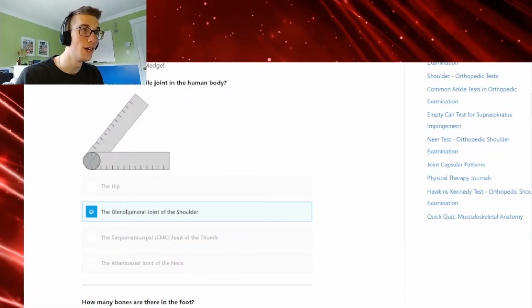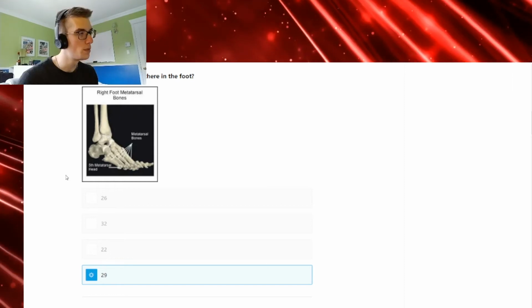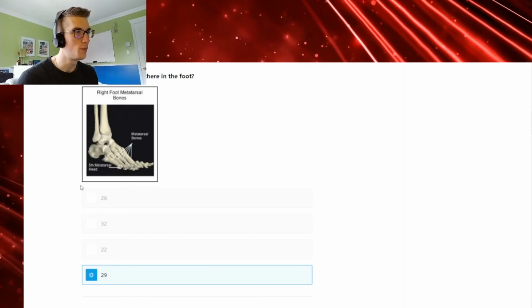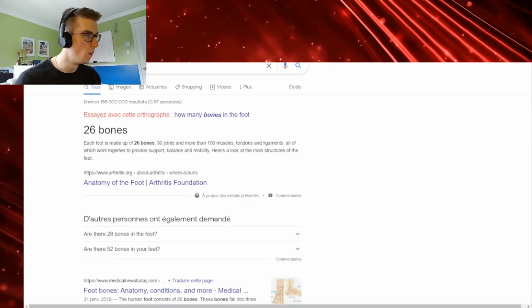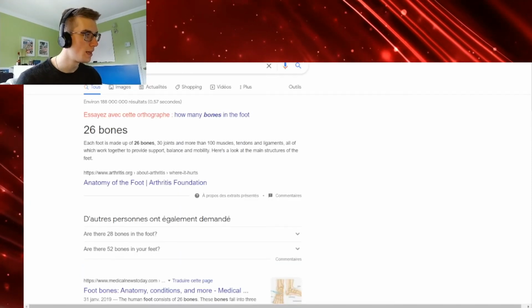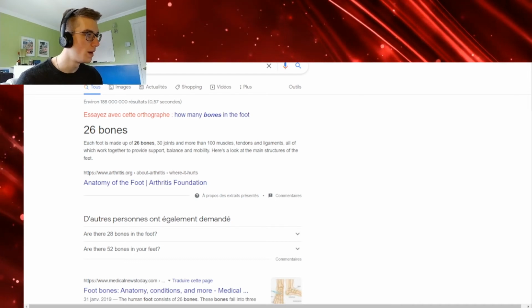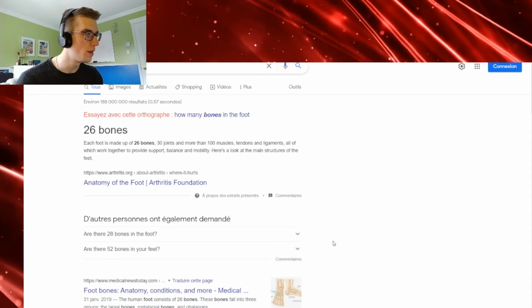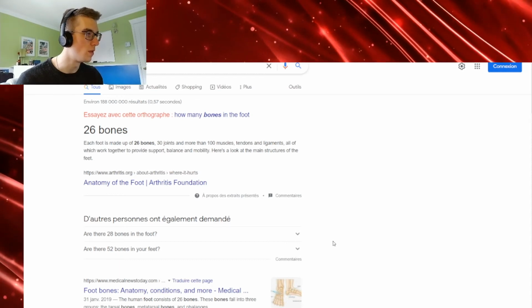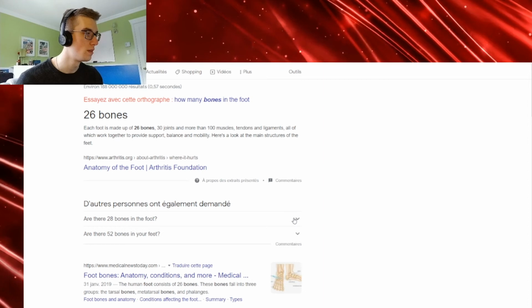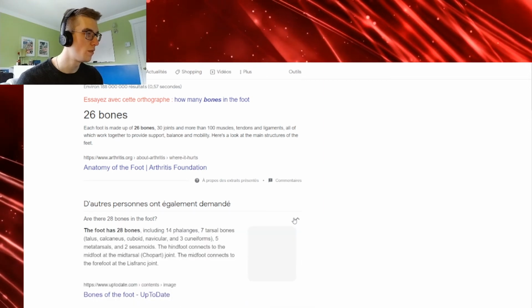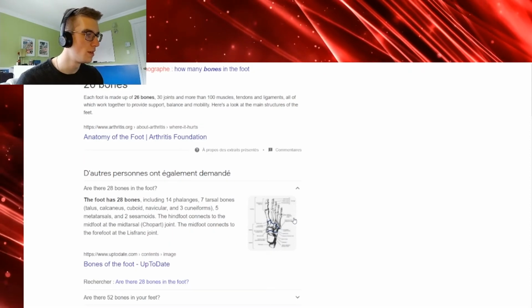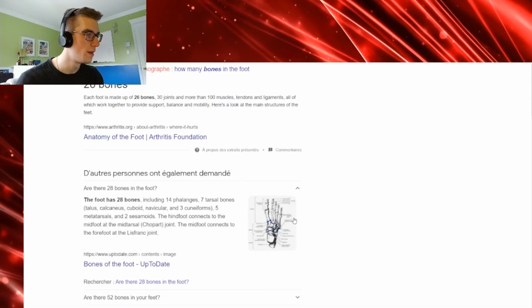Let's go on the second one. How many bones are there in the foot? I said 29. Let's see what the answer is. 26. Got 3 more than I thought. Each foot is made of 26 bones. All right. 26? The foot has 29. Oh, so there's a bit of confusion in the bones.